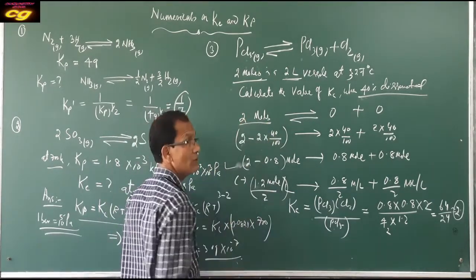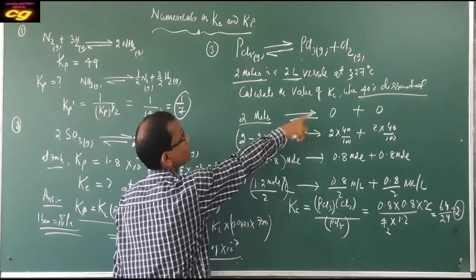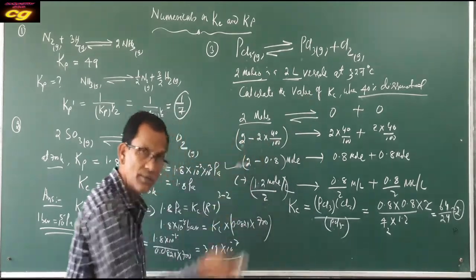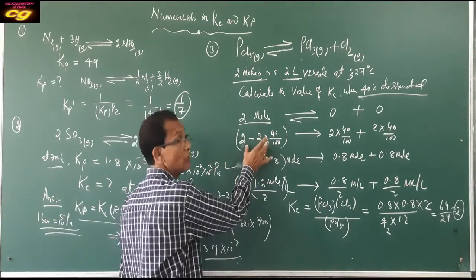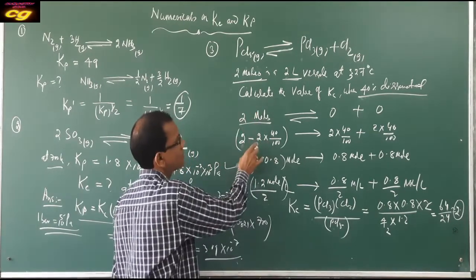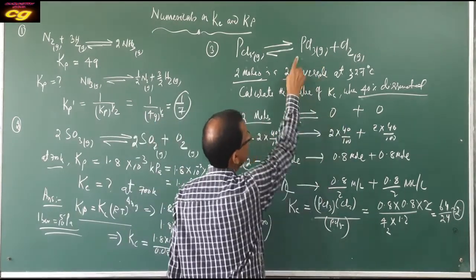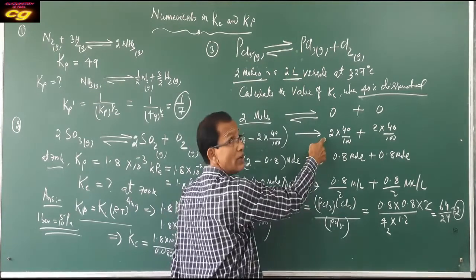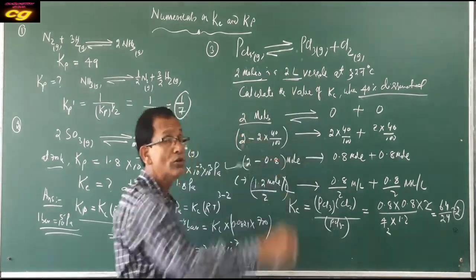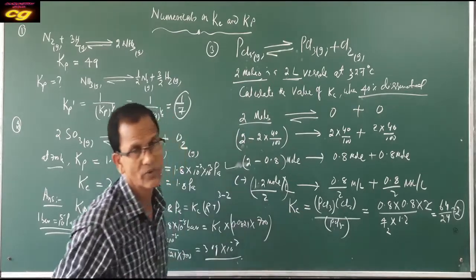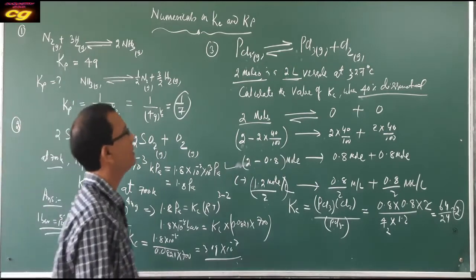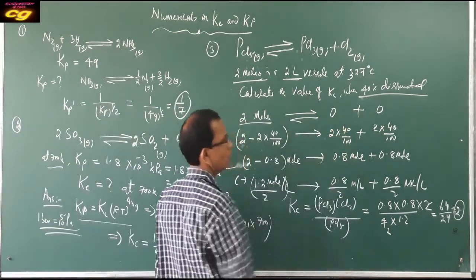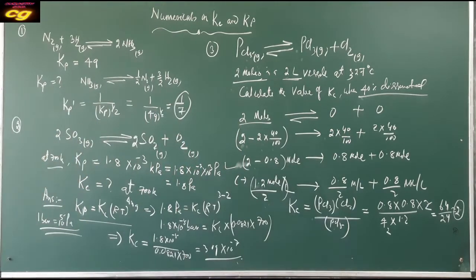Here 2 moles taken when the reaction starts. 40% dissociation means 40% of 2, that is 2 into 40%. That is the number of moles of PCl5 dissociated, and this is the number of moles of PCl3. If the coefficient is 2, then we will multiply by 2 again. You have to see the number of moles produced on the reactant side and product side, and the same coefficient will be multiplied here. So this is the calculation of Kc.